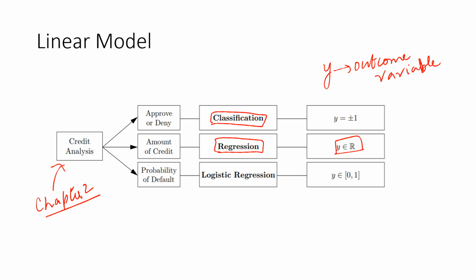And then there is this third kind of problem where we are asking for the probability of default. In this case, I'm interested in what is the probability of customer A defaulting. So maybe is it 0.4 or is it 0.9 or whatever. The probability value cannot be less than 0 and cannot be more than 1, so my y is going to lie between 0 and 1. So this is a third kind of problem that we are going to look at through the lens of the linear model, of course.